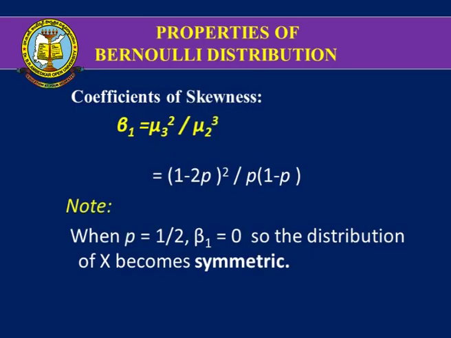Now from this also we can make one important note: when p is equal to 1 by 2, then beta 1 goes to 0.